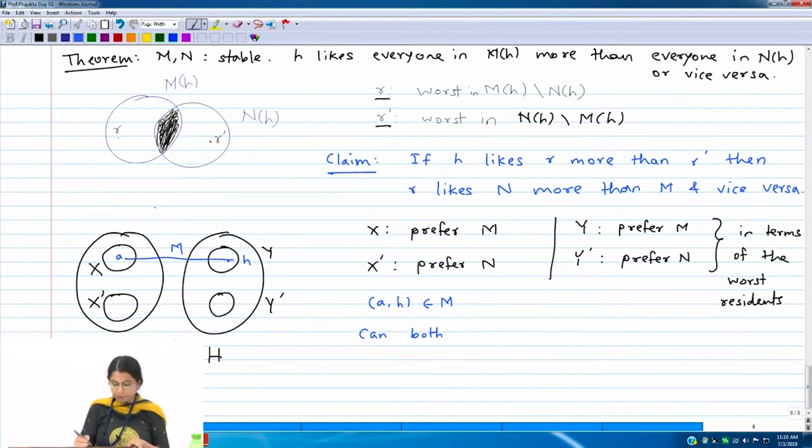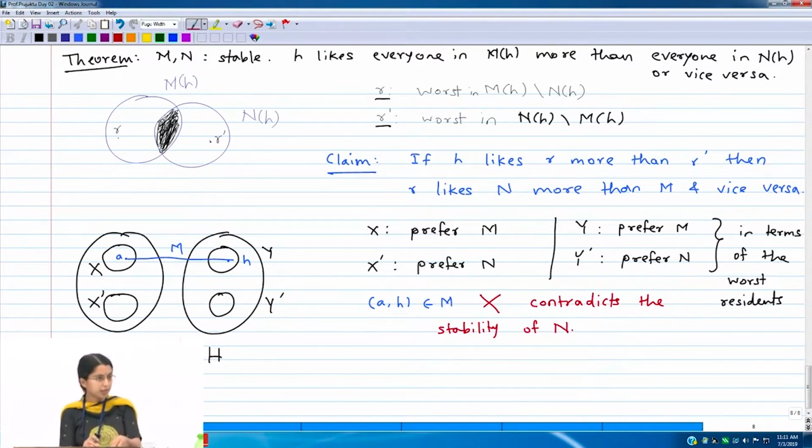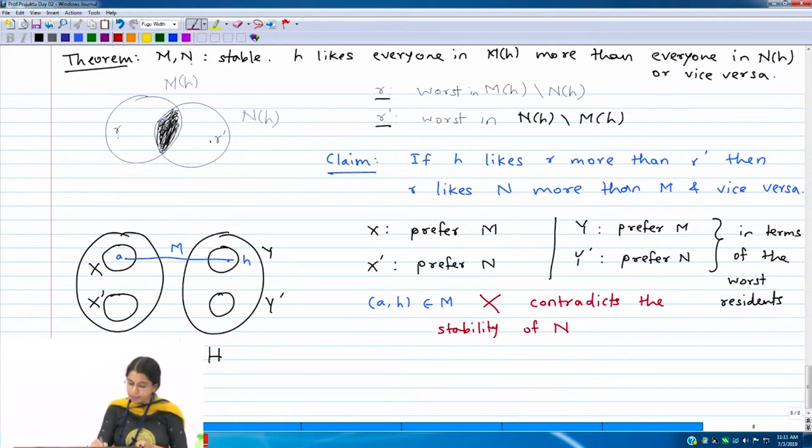So in N, A gets a different partner, H gets a different partner, but then they both like each other compared to their N partners. Right? So clearly then the matching N cannot be stable. This itself cannot happen because this contradicts the stability of N. Because A and H both like M over their N partners, so in that case they will block the matching N. So N cannot be stable. But we assume that N is stable. So then this H cannot be present in M.